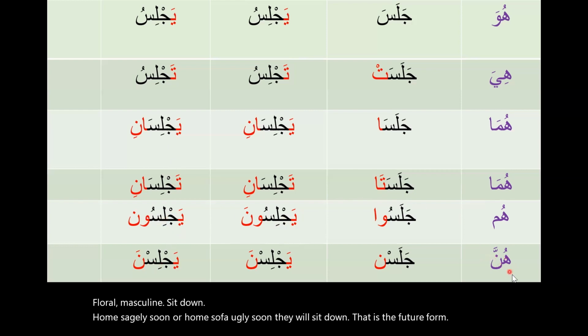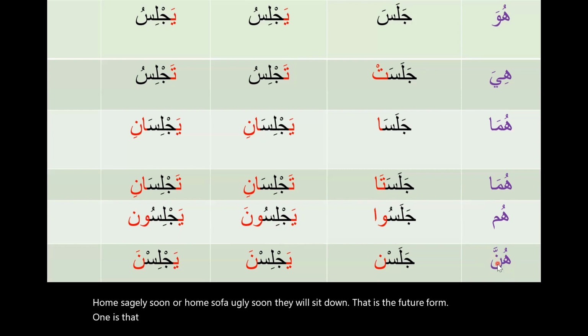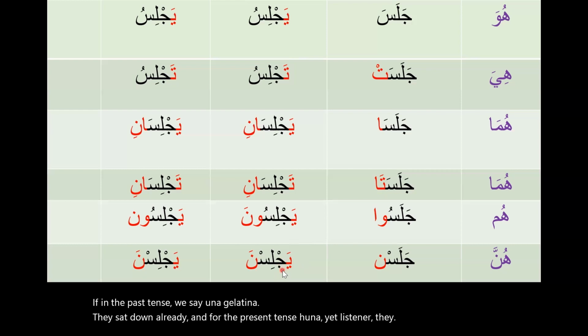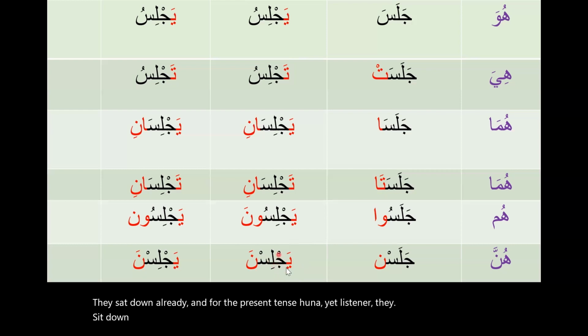Hunna, hunna is they, plural, feminine. In the past tense, we say hunna jalasna, they sat down already. And for the present tense, hunna yajlisna, they sit down, because you are talking about females. Hunna سوف يجلسن, they will sit down.